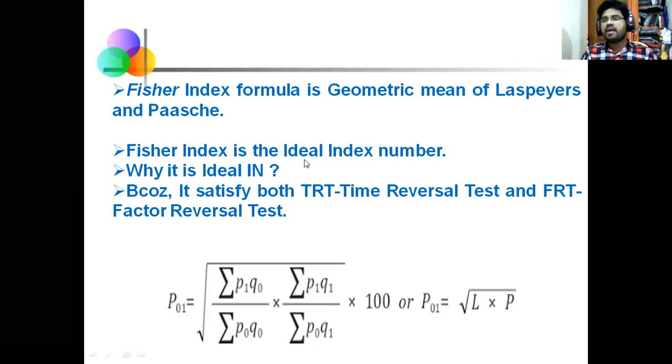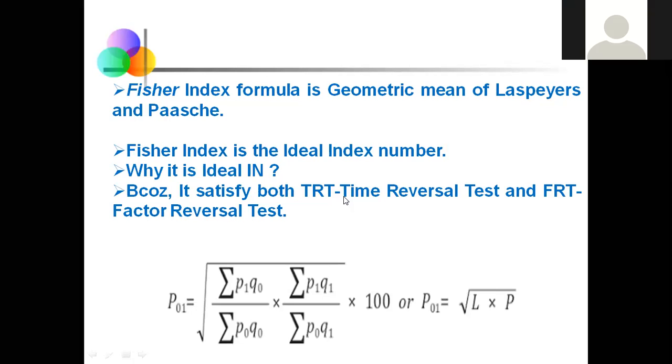And there is one more point. Why is it an ideal index number? Because it satisfies the TRT and FRT. What is TRT? Time reversal test. In the Fisher index number, we have the TRT, that is the time reversal test, and the FRT, the factor reversal test. After we complete how to calculate the Fisher index number, we will come to know what the TRT and FRT are.